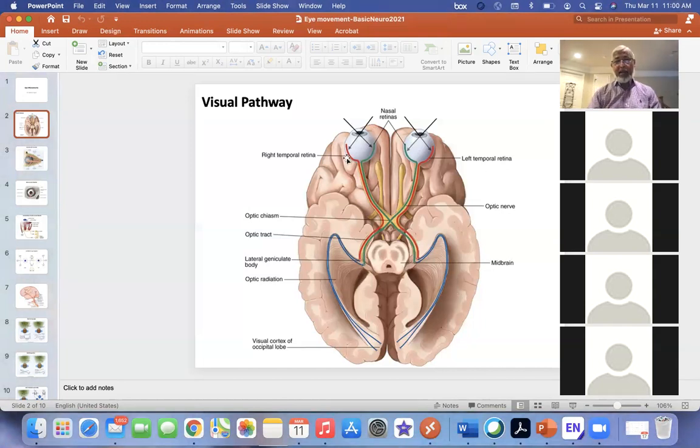Let me quickly summarize because we are talking about eye movement. Eye movement is carried out by several muscles on the eye. We call them extraocular muscles. They are the ones who eventually control the movement of the eye. Now, why do we need to move the eye?